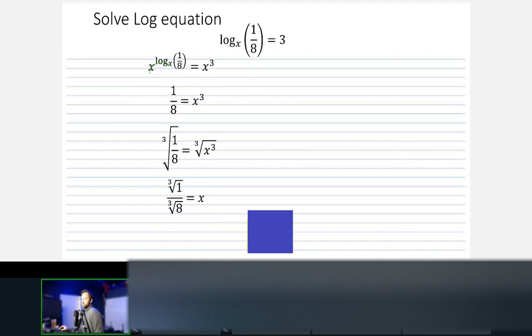The cube root of 1 is 1. What's the cube root of 8? Yeah, cube root of 8 is 2. So 1/2 is the answer.